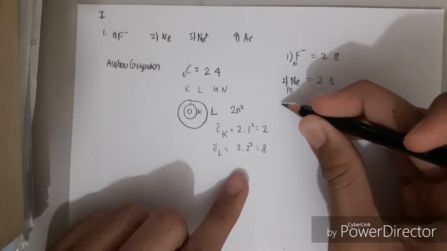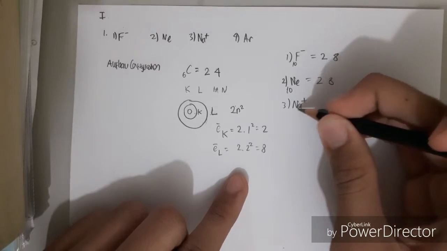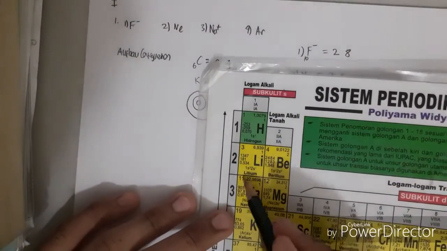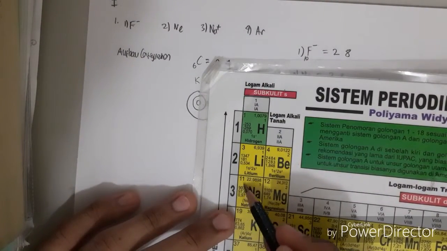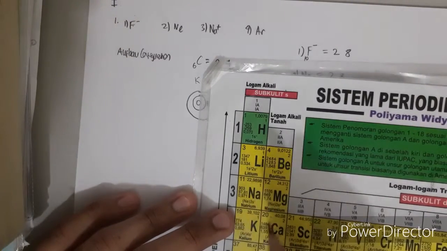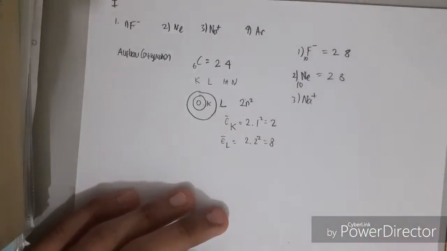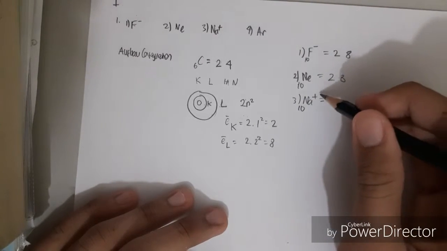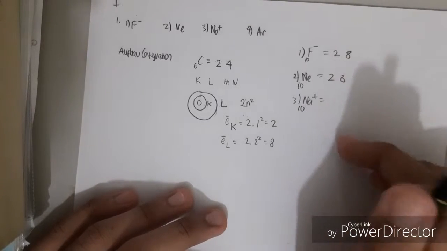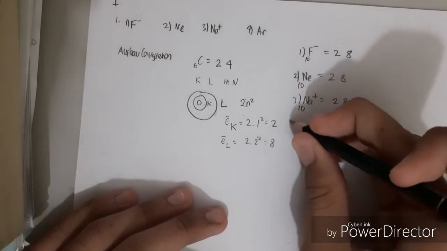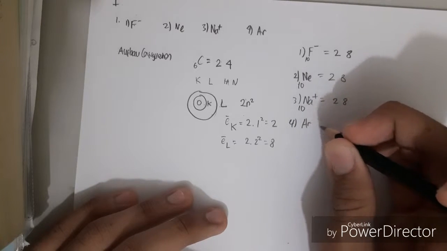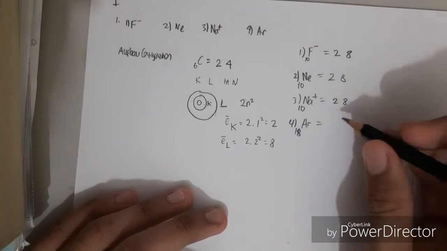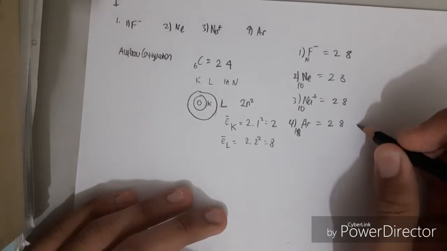It's also the same. And for the sodium ion, sodium is 11. If you see in the periodic table, you can see that this is the atomic number 11, which is the same as the electron number. But since we have a plus ion, we have 10, because it loses an electron, so it is 2, 8. And the last is argon. You can see that argon in the noble gases has 18 electrons, and 18 is actually 2, 8, 8.